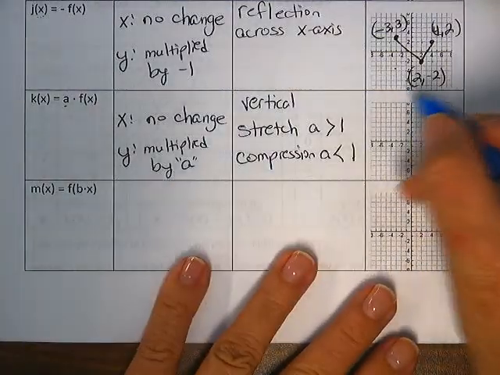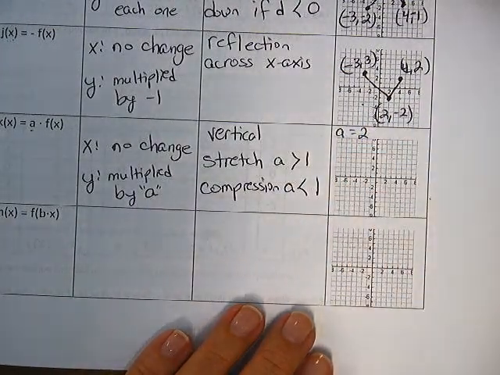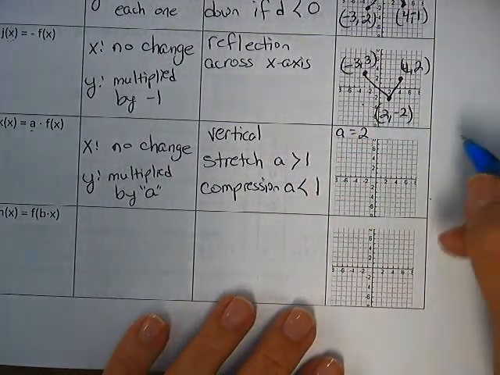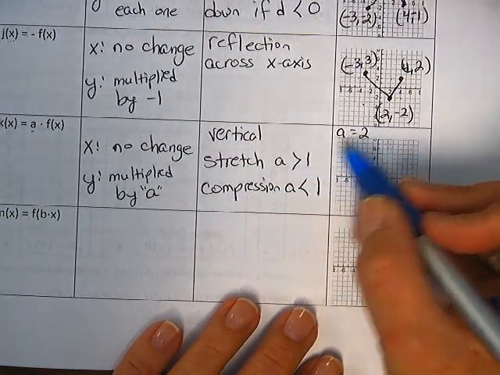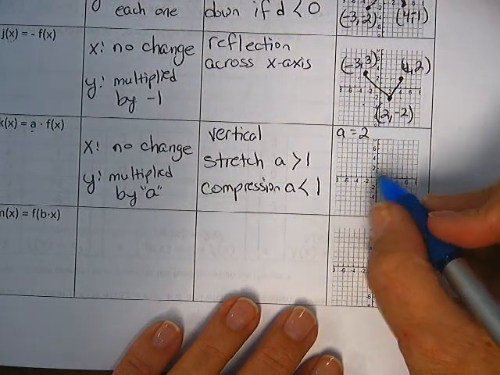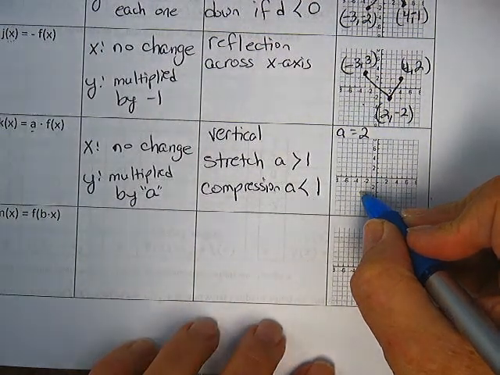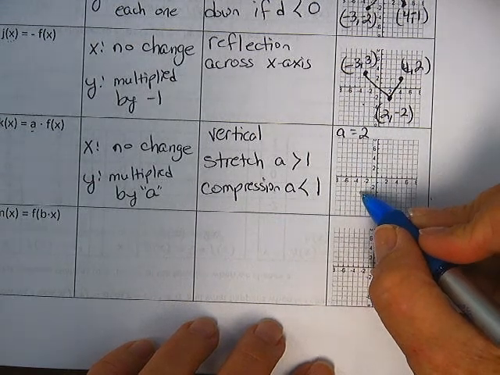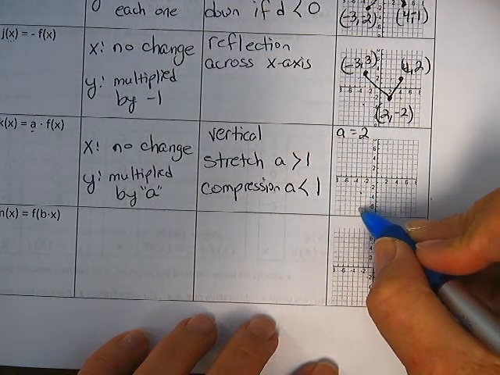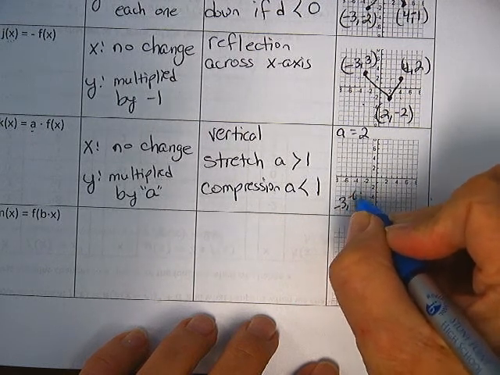So let's pick a value for a. How about a positive 2? And let's see what happens to all those original points. We think it should have a vertical stretch since a is bigger than 1. So we start at negative 3, negative 3. X value is going to stay the same. My y value is multiplied by this. So the value was negative 3 times 2, which gives me a negative 6. So the coordinates of this point now are negative 3, negative 6.